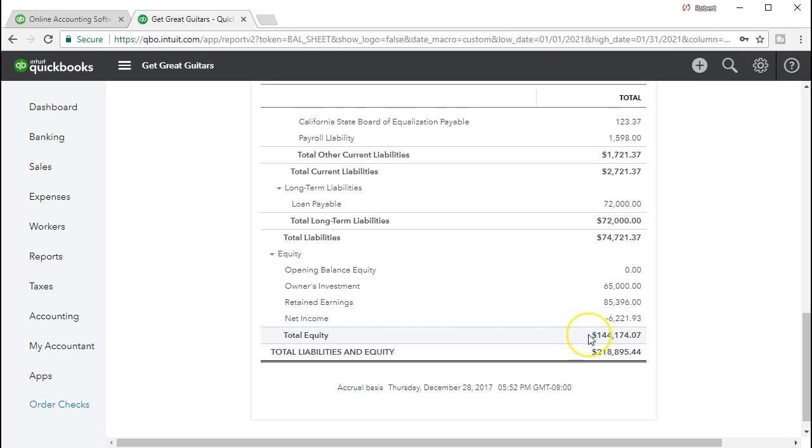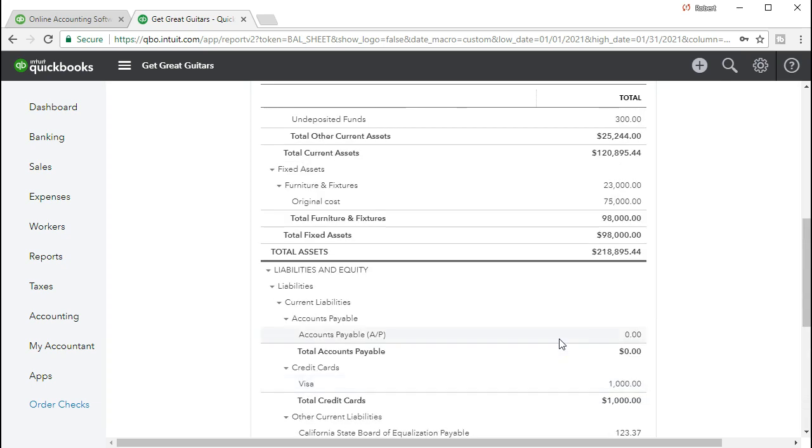So that means that total equity, what is owed to the owner, is $144,174, and that represents the investments from the owner and then the earnings of the owner, which are really these two. And this is actually a net loss, even though it says net income, because it's a negative and we lost money. So that's going to be a recap of the balance sheet for the month.